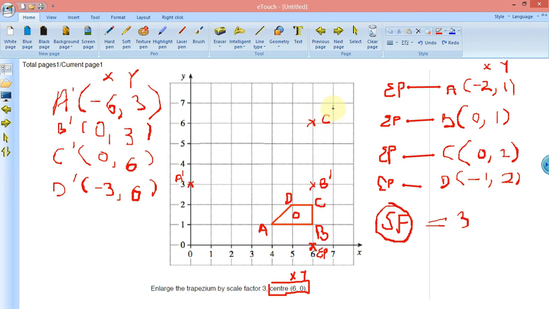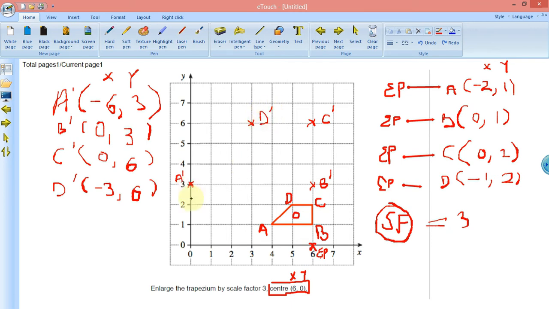Then finally, minus 3, 6. That's 3 steps to the left, 6 steps up. 1, 2, 3. 3 steps to the left, 6 steps up. 1, 2, 3, 4, 5, 6. Guys, that's all. You can see the beauty of transformation, guys.